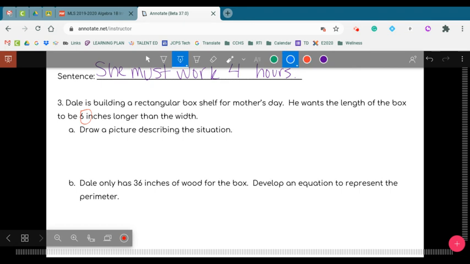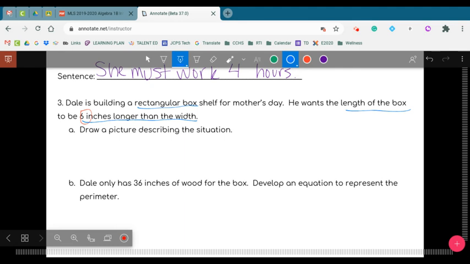Let's go through and underline the key information. Dale is building a rectangular box. It's probably going to be important to know that it's a rectangle and not a circle. He wants the length of the box to be 6 inches longer than the width. Okay. That is just a statement. It's not asking us to find anything yet. So we're going to go down to the bottom.